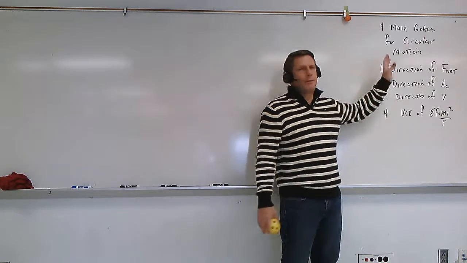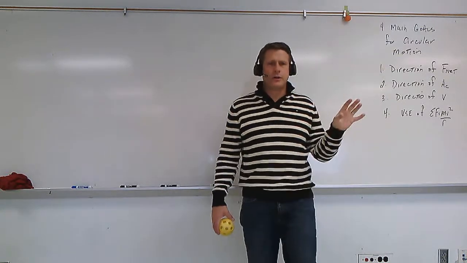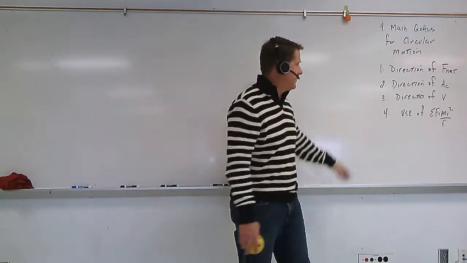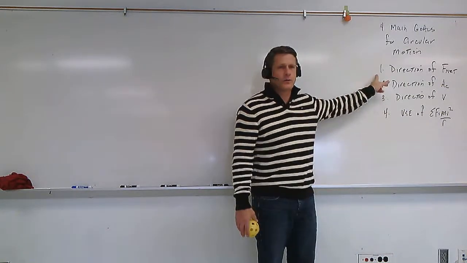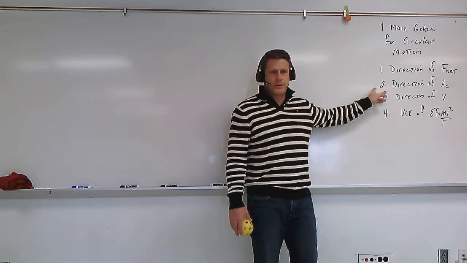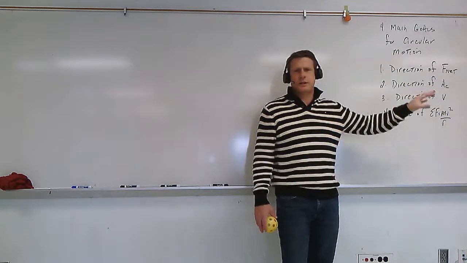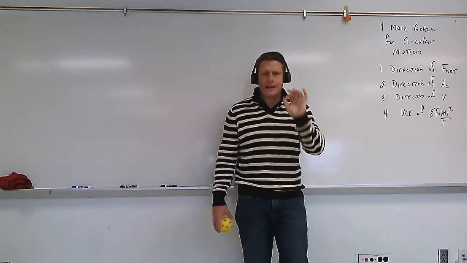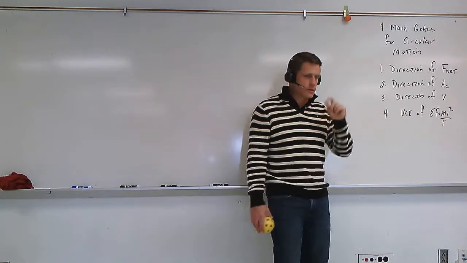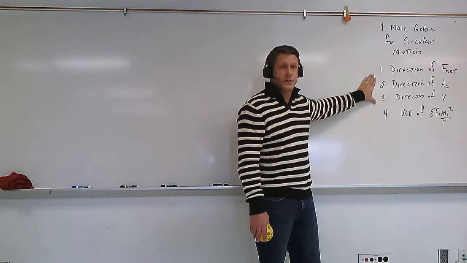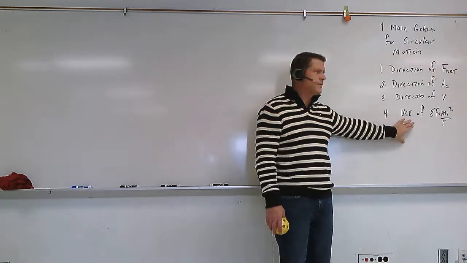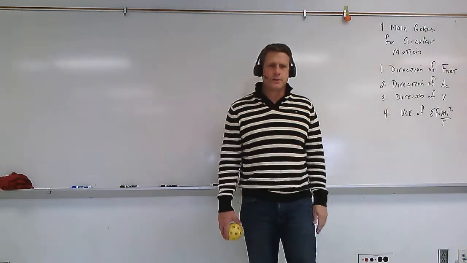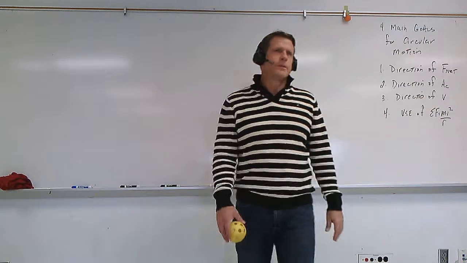So right off the bat, our 4 main goals for circular motion have to do with the direction of the net force, the direction of the centripetal acceleration, and we'll get to all these terms, and the direction of the velocity of an object in circular motion. So we have 3 vectors that we have to be familiar with. And then we've got to be able to use the sum of the forces equals mv squared over r.